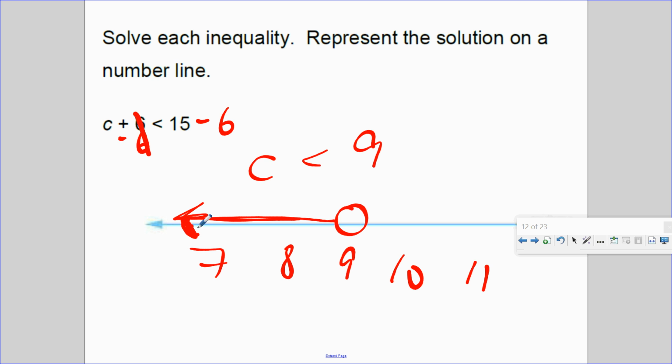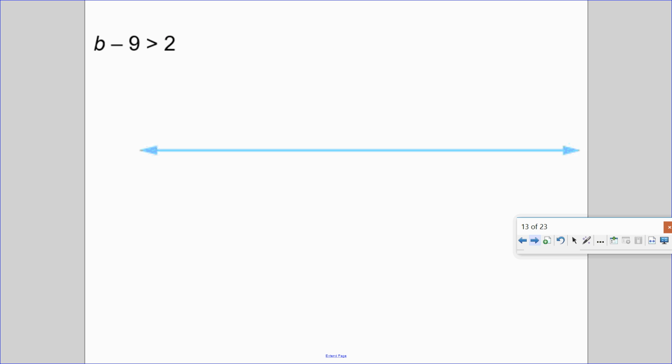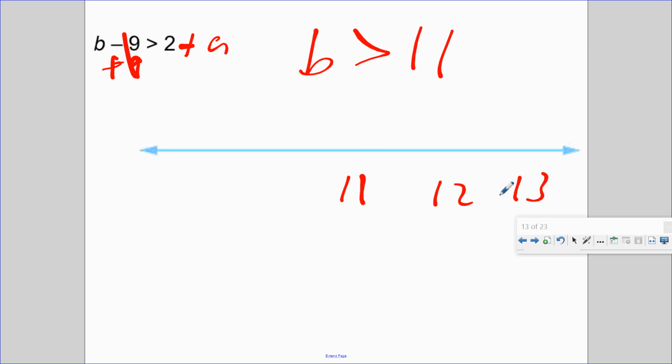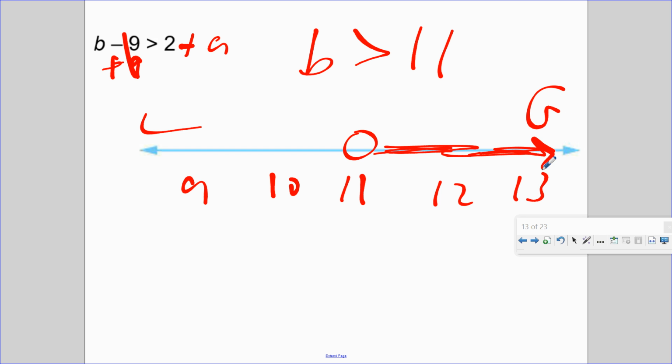So let's try another example. b minus 9 is greater than 2. Isolate the variable, the inverse operation, plus 9, plus 9. b is greater than 11. So b has to be greater than 11. Let's check our work. 12. 12 minus 9 is 3, which is greater than 2. Check mark, it works.